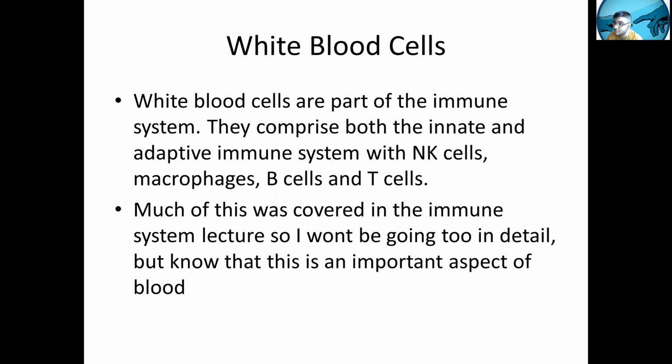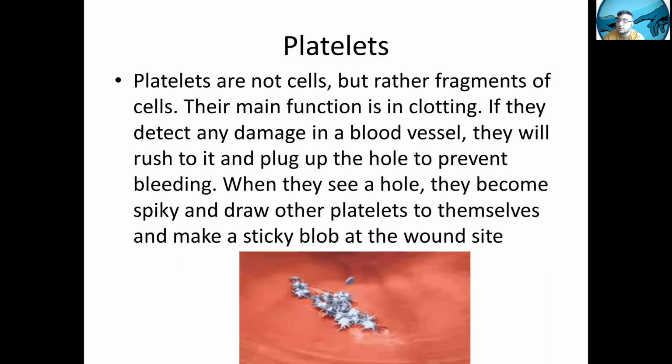Much of the white blood cell function in the immune system was covered in the immune system lecture, so I won't be going too much into detail, but know that this is one of the three aspects of the blood, and it's a very important aspect, right? Because you need an immune system. And if you were to, for example, have too many or too little white blood cells, it could be because of a problem in your blood. Just like if you had too much or too little red blood cells, you could have a problem with your bone marrow, or it could be some other problem, right? And that's why you go to see a doctor. All right.